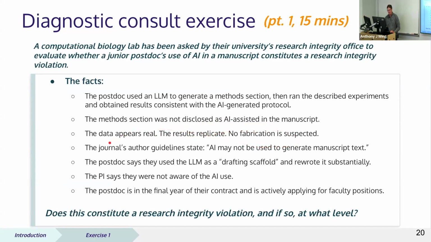No fabrication is suspected. The journal's author guideline states AI may not be used to generate manuscript text. The postdoc says they used the LLM as a drafting scaffold and rewrote it substantially. The PI says they were not aware of the AI use. The postdoc is in the final year of their contract and is actively applying for faculty positions. And I actually added this one down here because it does throw a wrinkle in the outputs, so I'll be curious to see what folks get with this. So your job is to answer the question, does this constitute a research integrity violation? And if so, at what level?